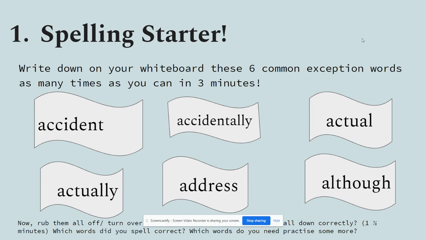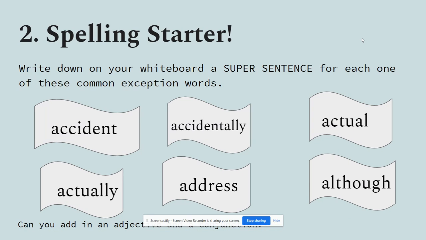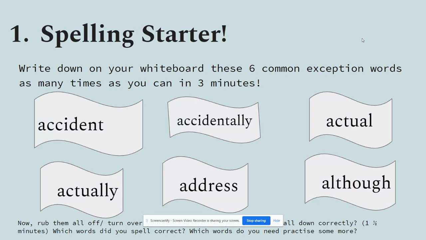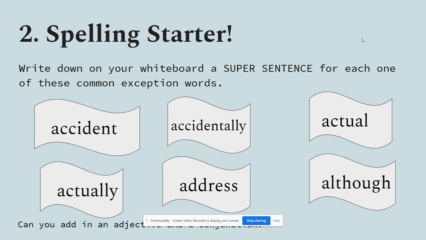Then you pause the timer at 3 minutes. They rub off all of their words and you cover the board. And then they have a minute and a half to write down each word correctly. So that's what they have to try and do. Then this would be day 2. So you'd have this starter, then you'd carry on with your English lesson, and then the next day you'd have this as your spelling starter.